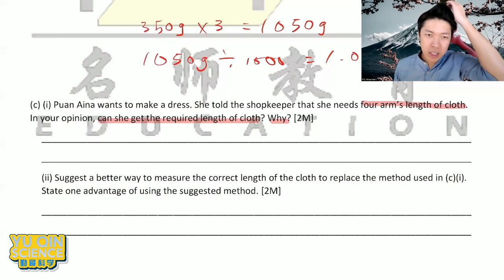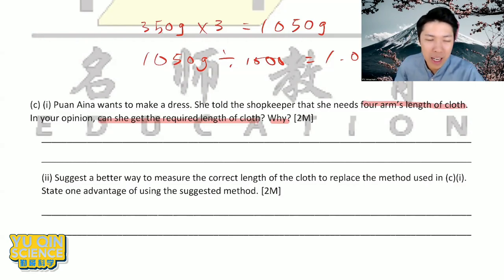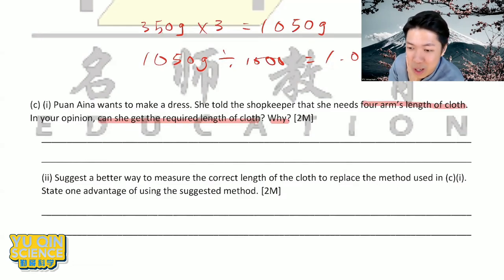You want to make a dress, you go to the shop. Uncle, I want 4 arm lengths of cloth. Okay, I come back and take later. Okay, ciao. And then when you come back and collect your cloth, do you think Puan Aina is able to get what she wants? What do you think? 4 arm lengths. So, okay, obviously everyone understands it's going to be a no.